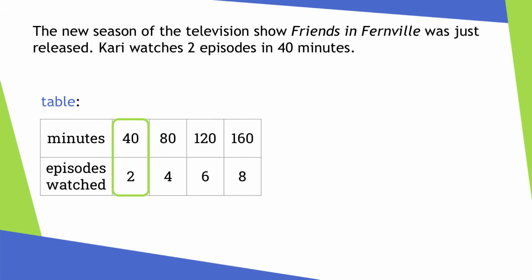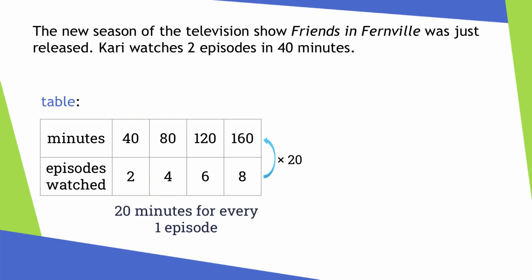Ooh, I see another interesting pattern. In each rate, we can multiply the episodes by 20 to get the number of minutes. That's because the time to watch 1 episode is 20 minutes. We call that a unit rate. We should be able to find a pattern like this in any table of equivalent rates or ratios.